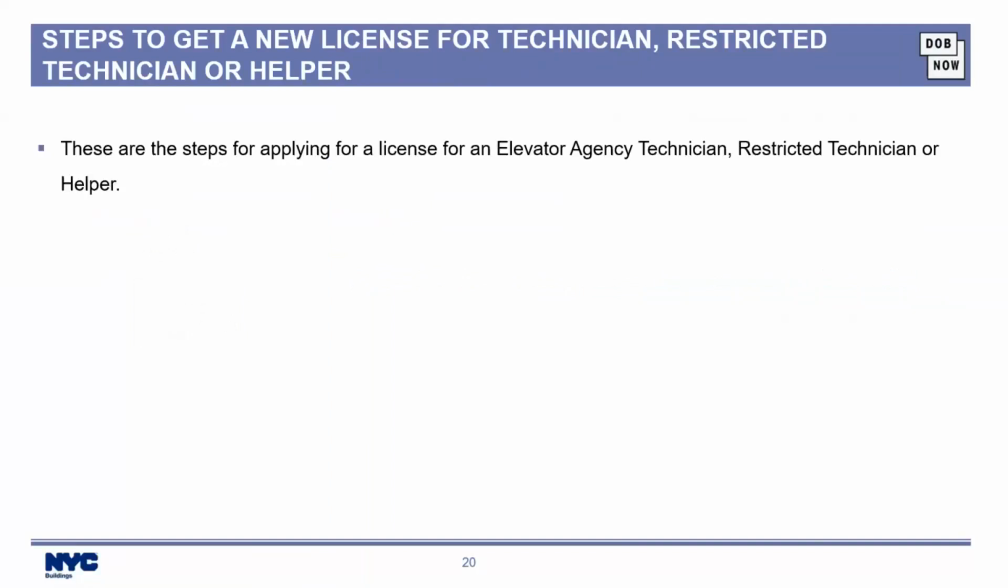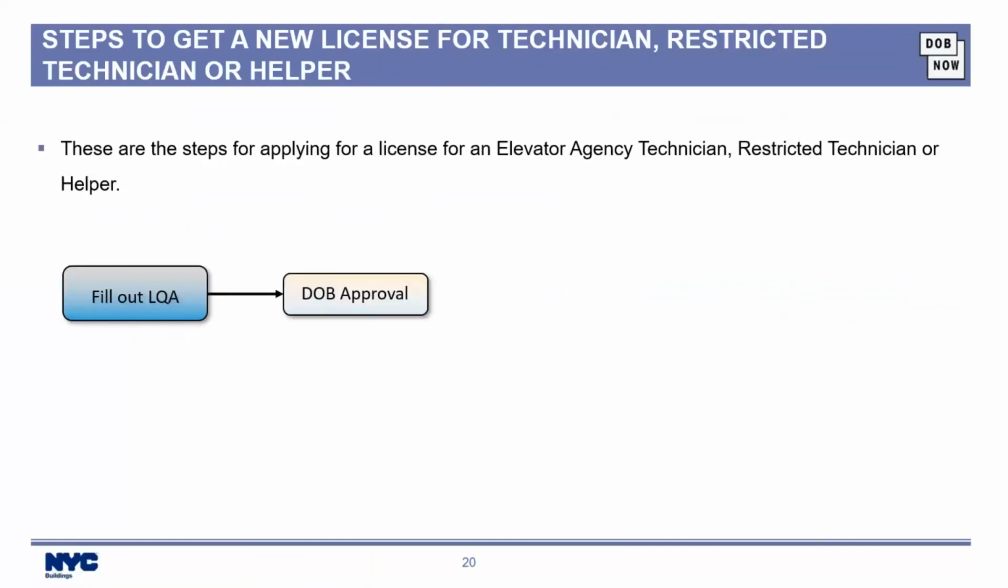So here are the steps to get a new license for an elevator agency technician, restricted technician, or helper. The first thing they have to do is fill out the license qualification application and submit it. DOB then reviews it and, in our best case scenario, approves it.